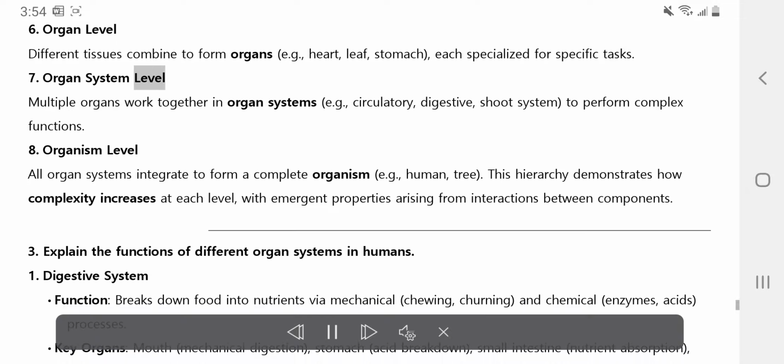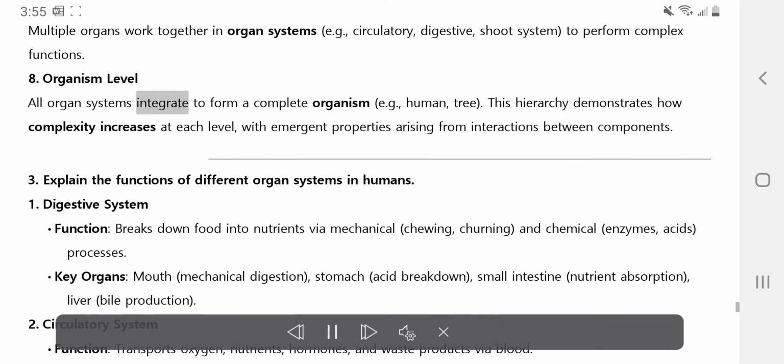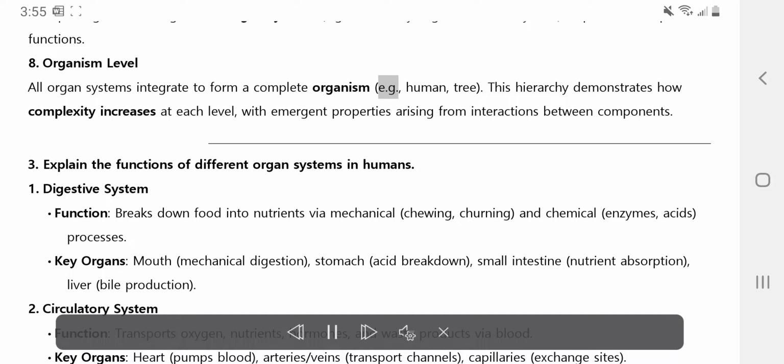7. Organ system level. Multiple organs work together in organ systems, e.g., circulatory, digestive, shoot system, to perform complex functions. 8. Organism level. All organ systems integrate to form a complete organism, e.g., human, tree. This hierarchy demonstrates how complexity increases at each level, with emergent properties arising from interactions between components.